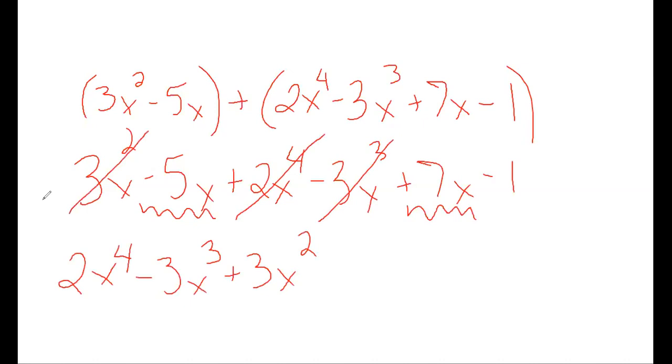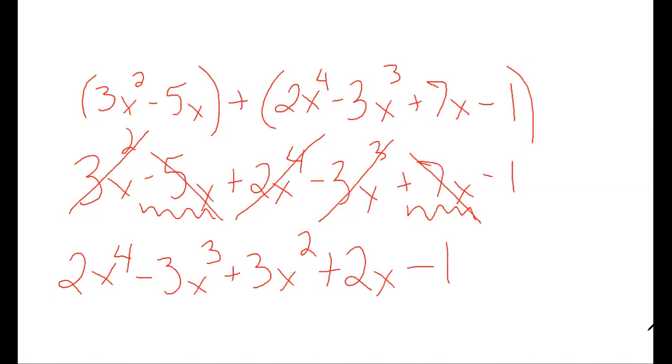Now I have to combine my x terms, so I'm going to add negative 5 plus 7, and that's going to give me a plus 2x. And now those are done, and then I have my minus 1. And that would be my final answer. I have nothing else that I can combine. So addition is really just ignore the parentheses, combine like terms, and always write in descending order.